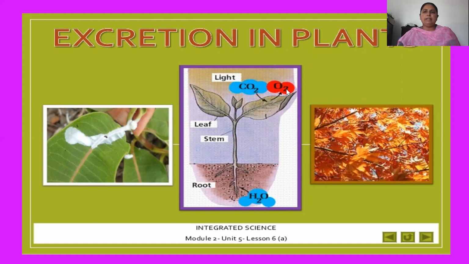And this oxygen gas is the end product of photosynthesis, which is considered a waste for the plants. So its removal takes place through special types of pores present in the leaves, known as stomata.